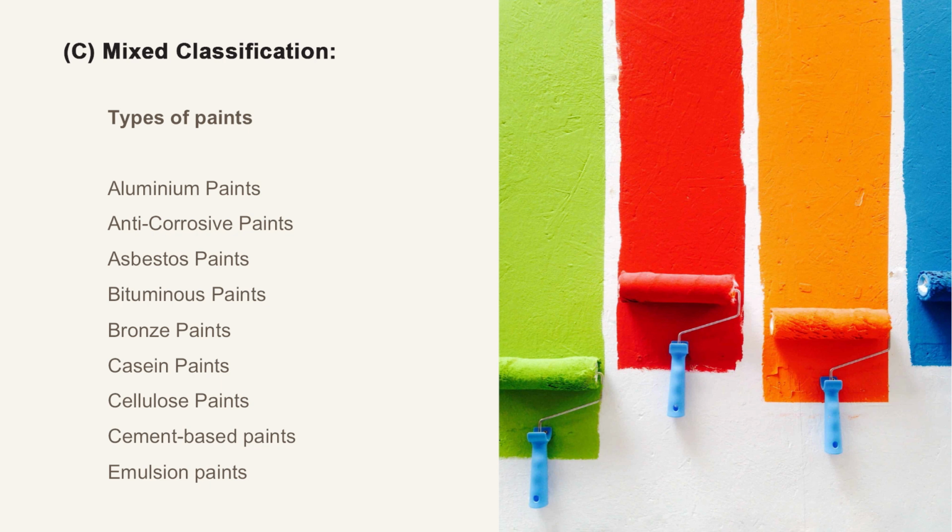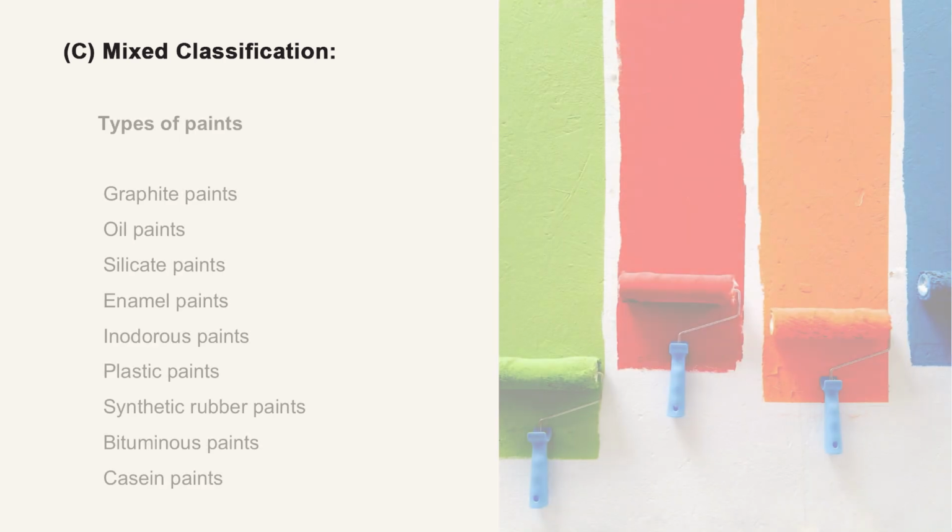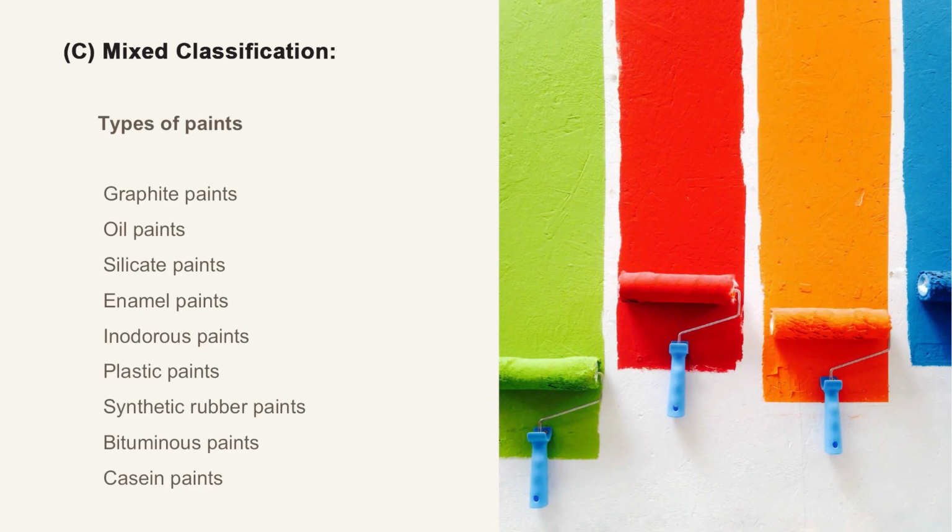Then casein paints, made from milk protein and used for finishes, and the cellulose paint, again quick drying and glossy, often used for cars. Cement based paint, ideal for masonry and concrete surfaces. Colloidal paints contain tiny particles suspended in the medium, and emulsion paints, water based and easy to apply. Enamel paints, hard, glossy and durable. Graphite paints used for lubrication and electrical conductivity. Odourless paints, low odor, great for indoor use. And oil paint, classic and versatile.